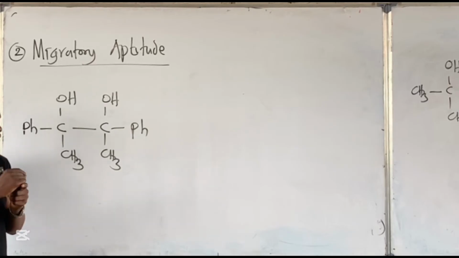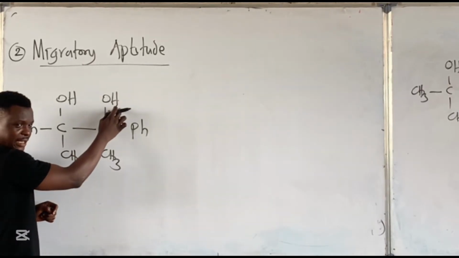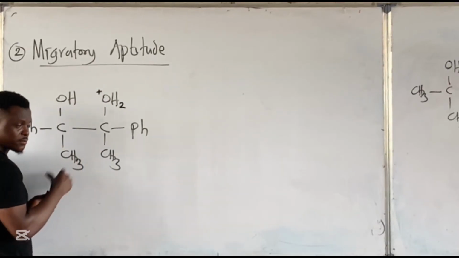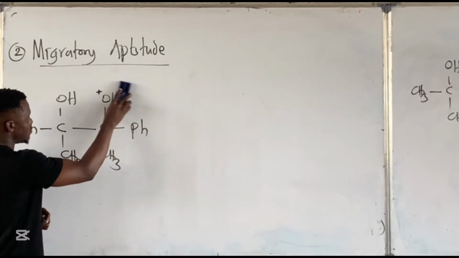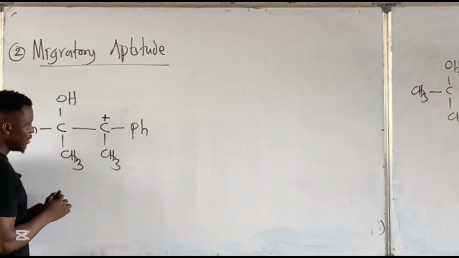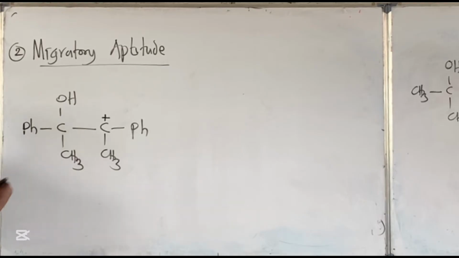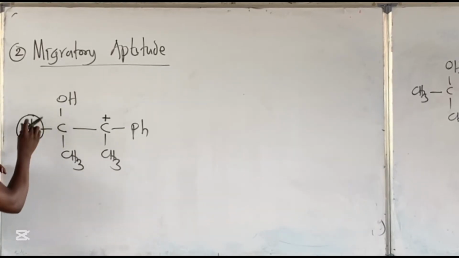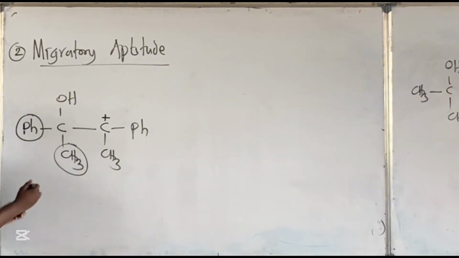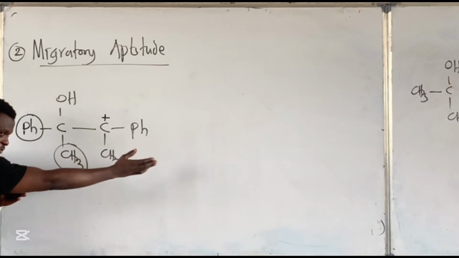Migration. So let's assume I protonate this one and it becomes a carbocation. I break it out. It's now time to migrate. I'm going to either migrate this or what? This. This is now where the aptitude comes in. These two, they both have the possibility to migrate, you know. But the one that has more tendency will actually go first.